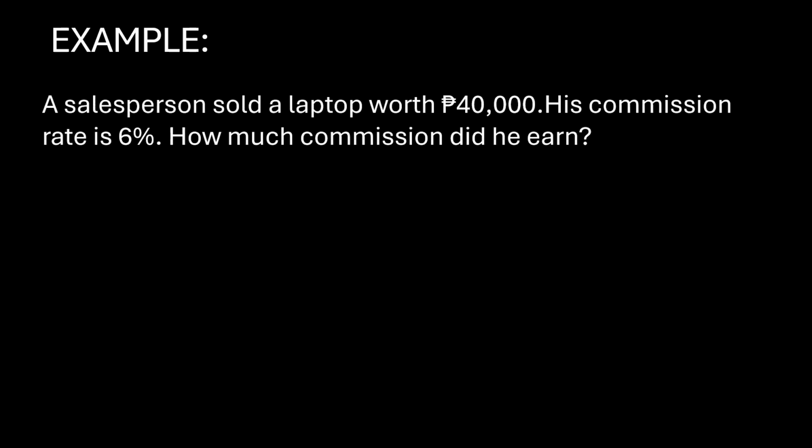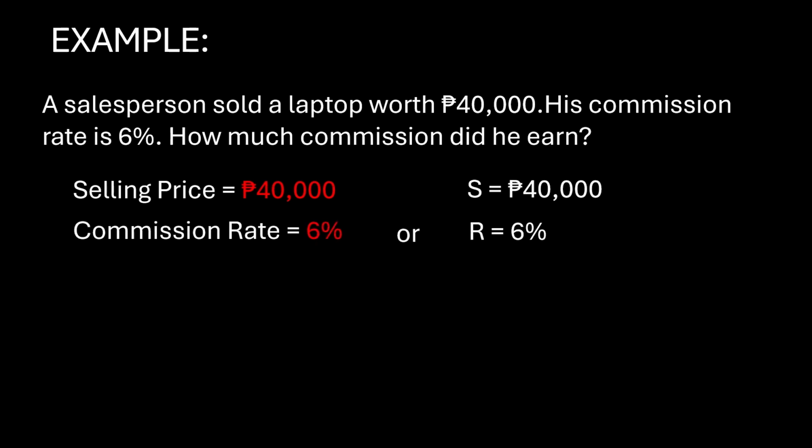Let's solve one example together. A salesperson sold a laptop worth 40,000 pesos. If the commission rate is 6%, how much commission did the salesperson earn? Instead of rushing into the computation, let's solve it step by step. The first thing I always do is identify the given information. From the problem, we know that the selling price is 40,000 pesos and the commission rate is 6%. Next, let's identify what the problem is asking. We're asked to find the commission.